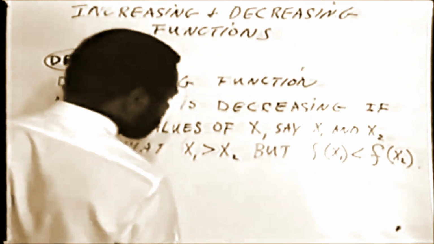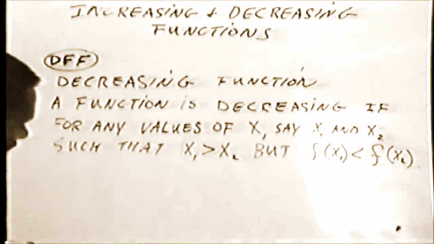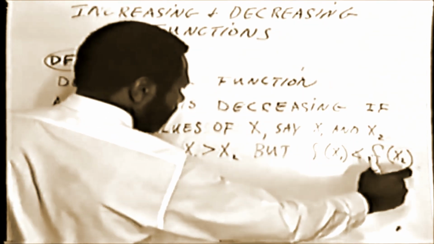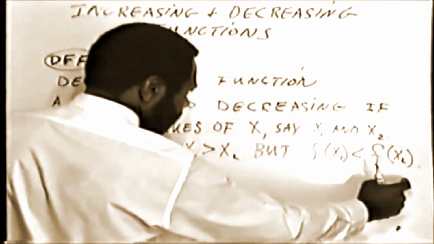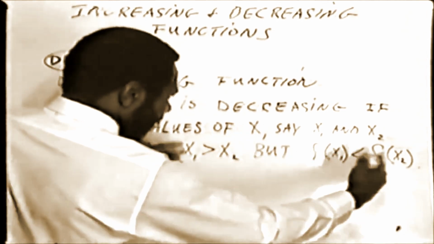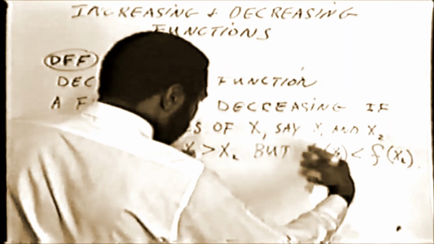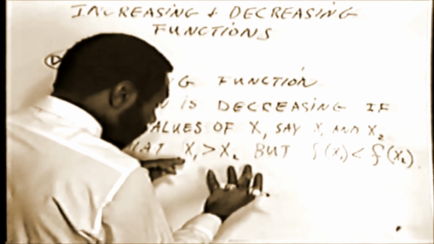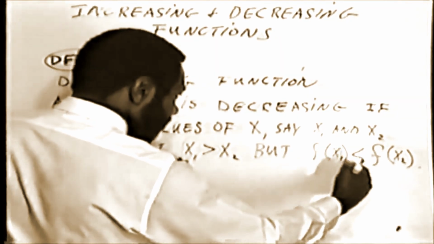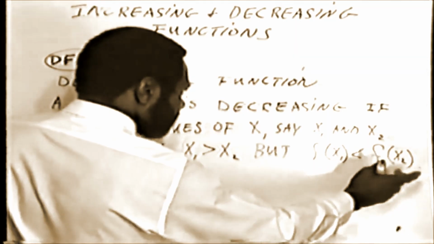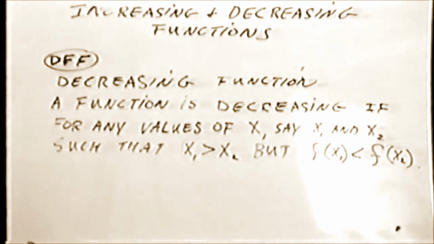And then, of course, you can determine whether or not f(x1) is smaller than f(x2). Notice that the numbers have flip-flopped on us here. The x1s and x2s have flip-flopped. Here we said x1 is greater than x2, but then over here we're saying that f(x1) is less than f(x2). So this is the case for the decreasing function.